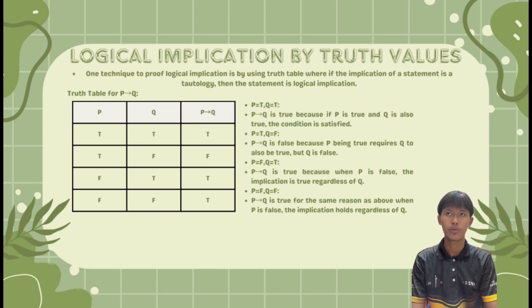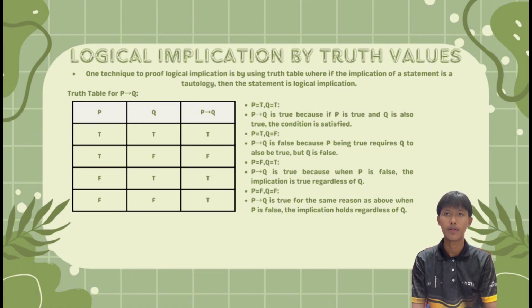One of the techniques to prove logical implication is by using truth tables, where if the implication of a statement is a tautology, then the statement is a logical implication. For the example, as we can see in our slide, this is the example of the truth table.